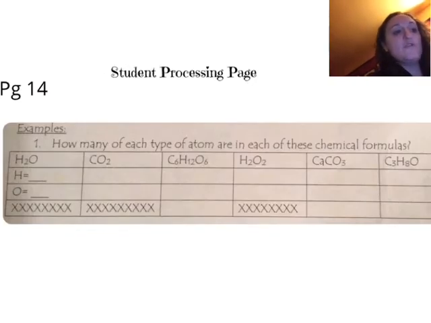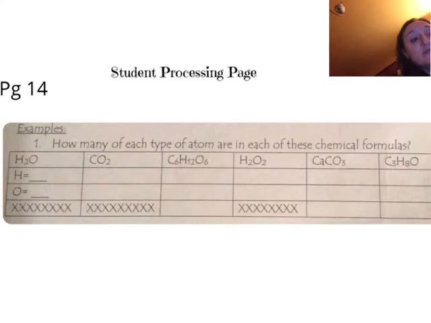All right, if you go over to page 14, the very first block at the top is practice. We're going to fill this in. I'll fill a couple in together, and then we can go over it together in class on Thursday. So how many of each type of atom are in each of these chemical formulas? For instance, in H2O, that subscript right there after the H, a subscript is that little number after the element symbol.